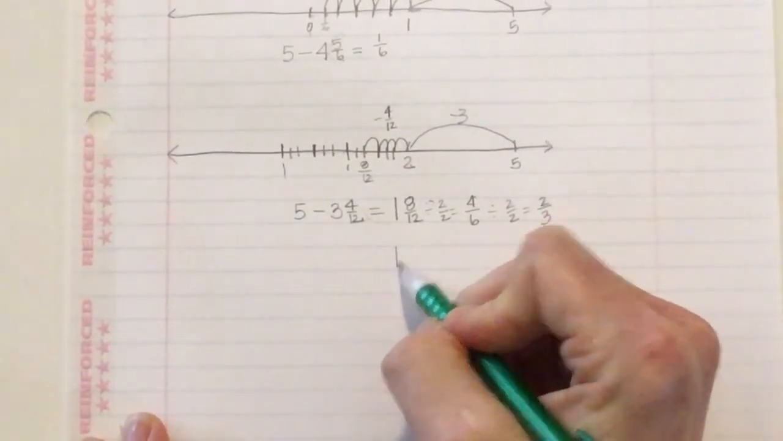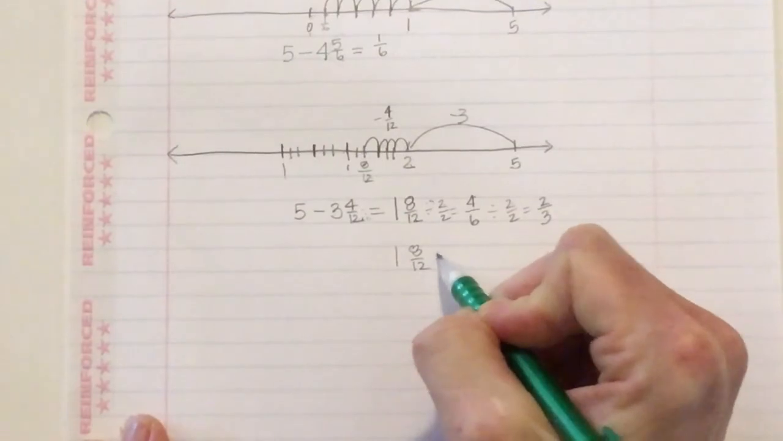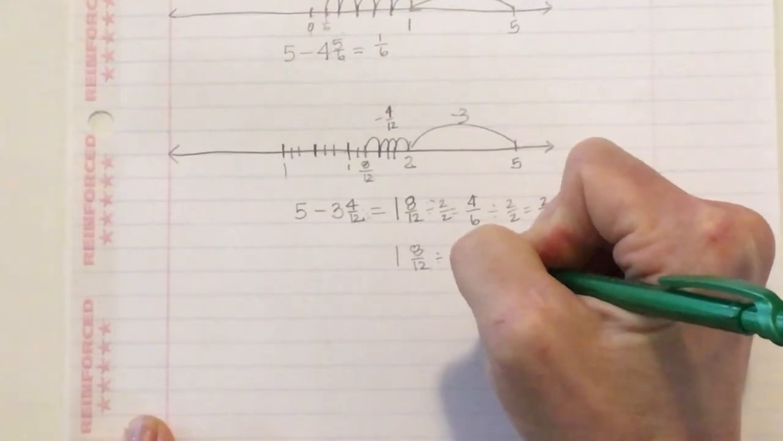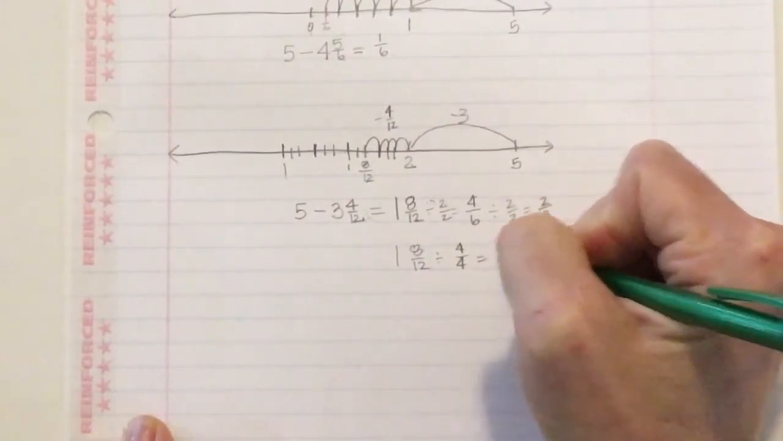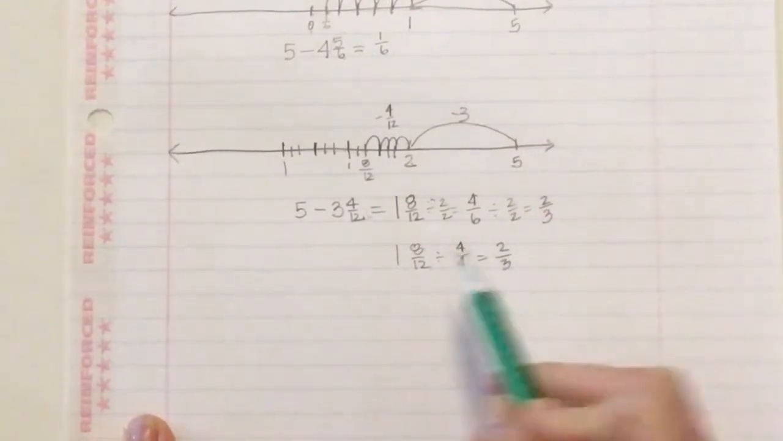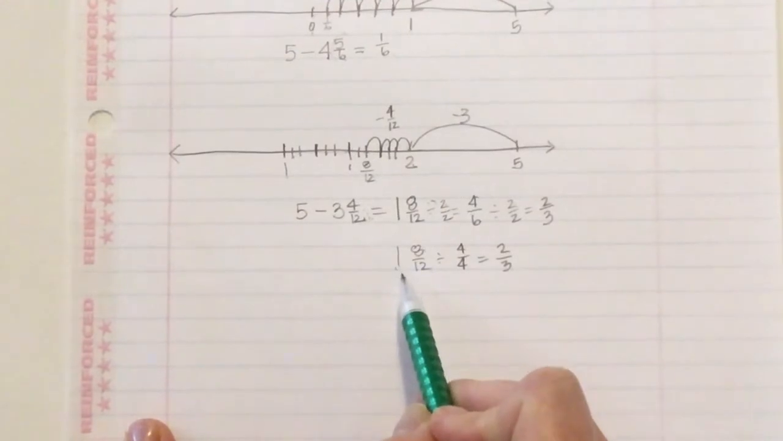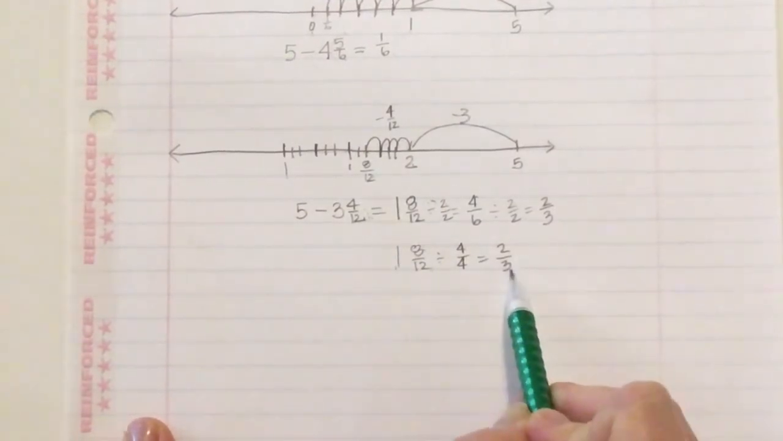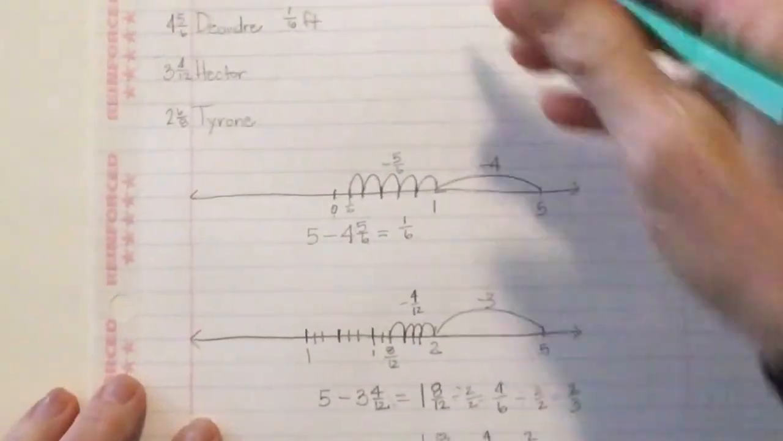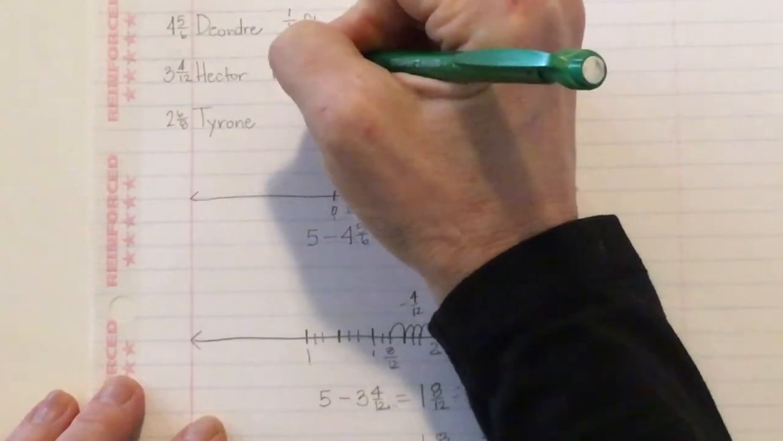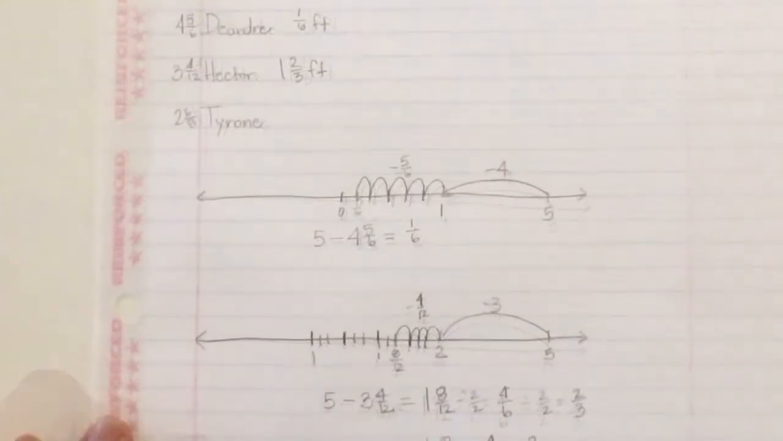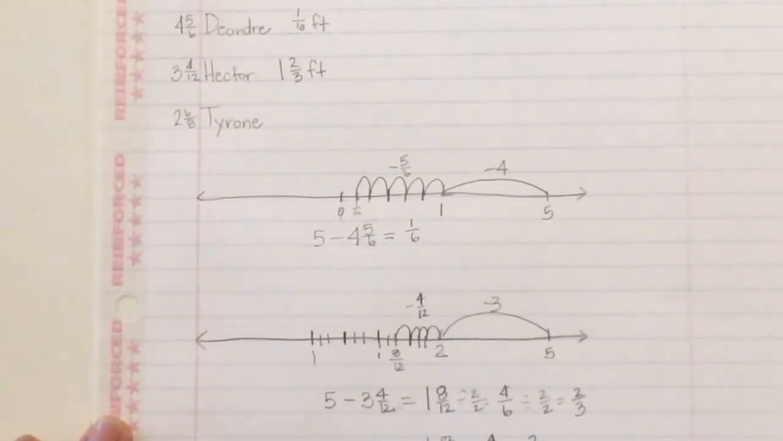Another way I could have done this is to think about, well, both 8 and 12 can be divided by 4. So 8 divided by 4 is 2. 12 divided by 4 is 3. Don't forget, I still had a whole number over here, so my final answer is 1 and 2/3. So in your Hector area, let me go back to that, you are ready to write 1 and 2/3 feet for Hector. Now I want you to solve for Tyrone.